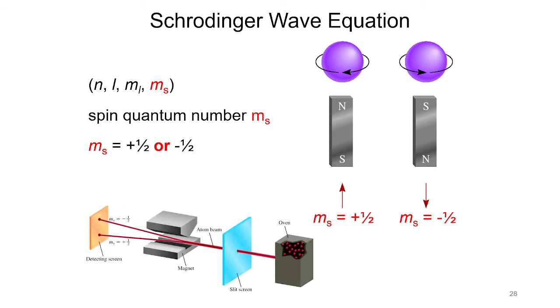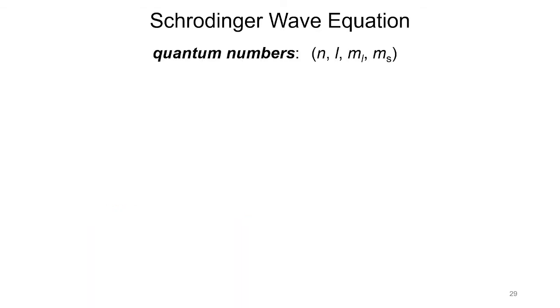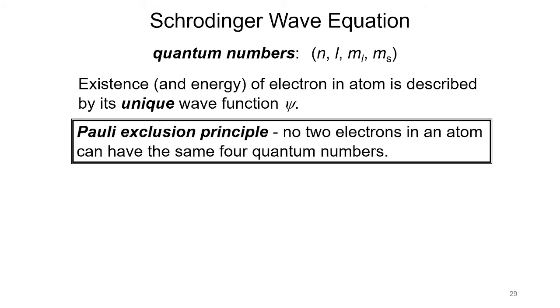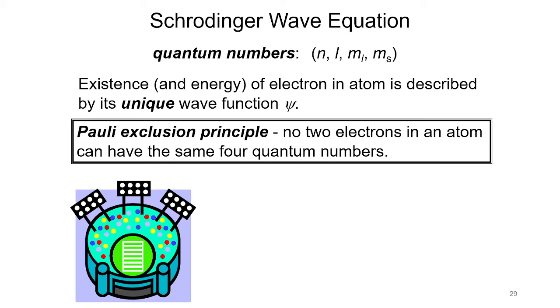So for the quantum numbers, this is the summary. The existence or the energy of an electron in an atom is described by its unique wave function. Using the Pauli exclusion principle, no two electrons in an atom can have the same four quantum numbers. Meaning to say, if we have carbon that has six electrons, all of those electrons have different quantum numbers.